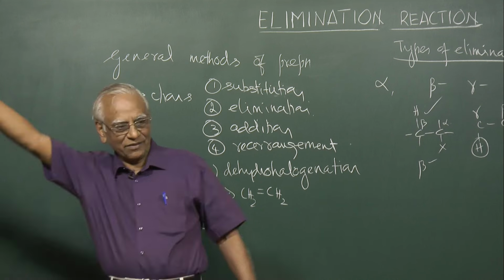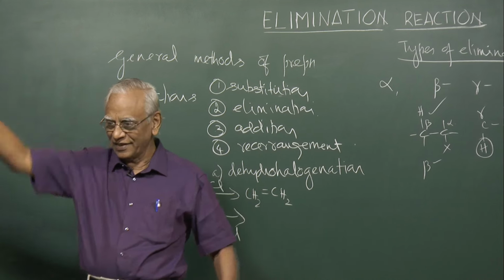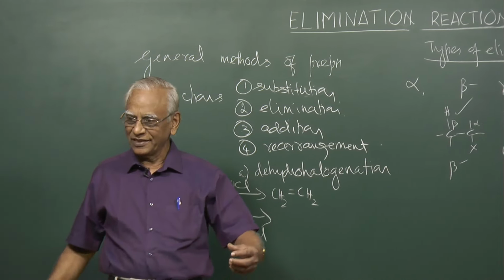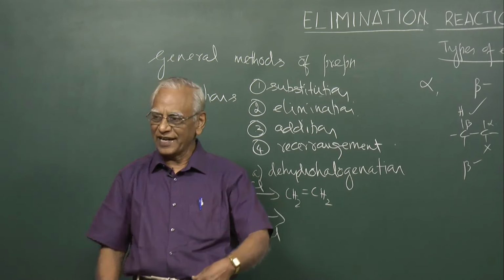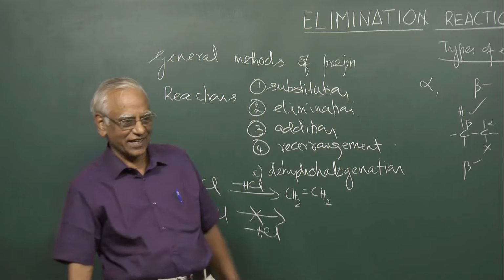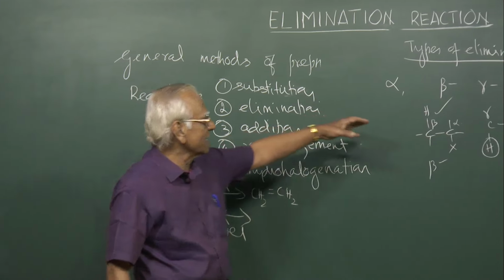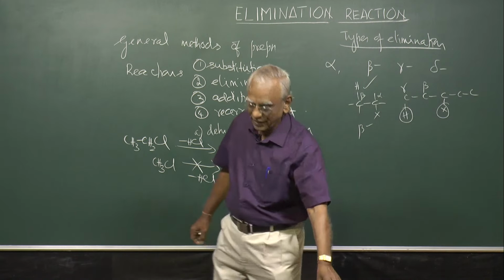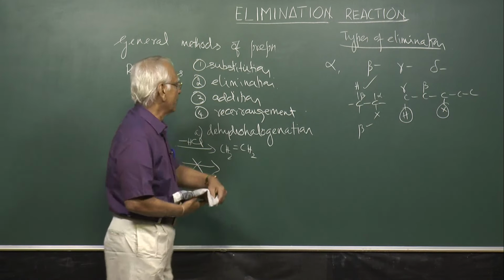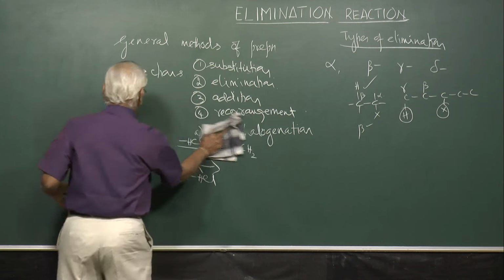I have a hydrogen on the 6th carbon atom and chlorine on the 1st carbon atom. If I fuse the 1st and the 6th carbon atom to form cyclohexane, that is called the omega elimination. Depending on the position of the hydrogen atom, we classify them as alpha, beta, gamma elimination reactions.